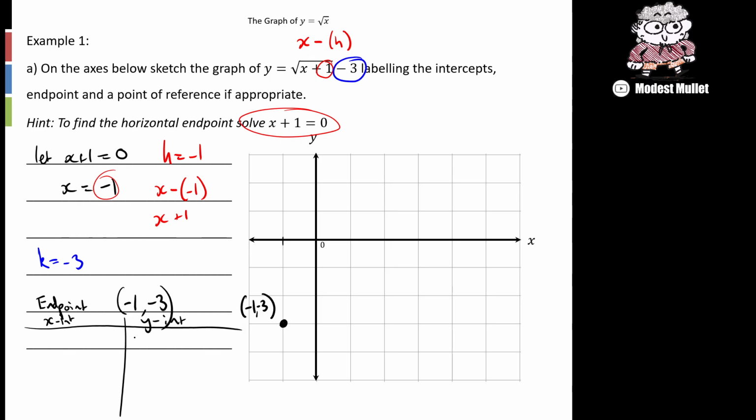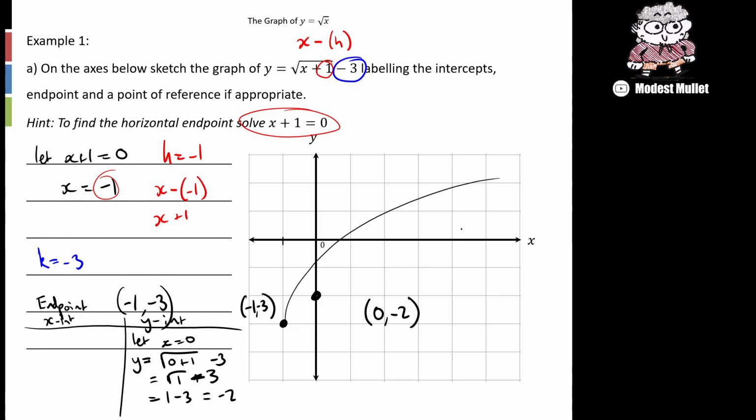The y-intercept is generally easy. We just let x equal 0. So we get y is equal to square root of 0 plus 1, minus 3, which is square root of 1 minus 3, equals 1 minus 3, equals negative 2. So there we go. We have (0, negative 2) as a y-intercept, which is very different to how I drew that before. It's actually quite a bit lower.